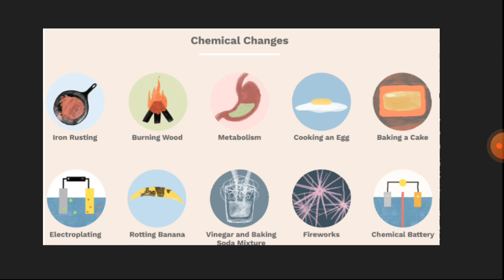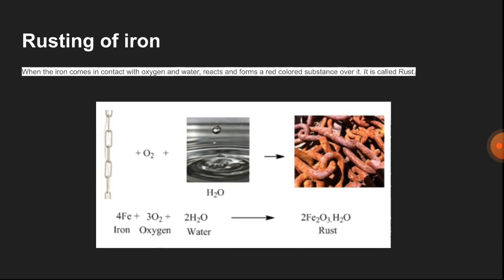When you are keeping the banana outside, what is happening, it will get bad smell. That is also vinegar and baking soda mixing. This is also chemical change. Firecrackers also chemical change. Chemical battery means using the chemicals we are creating the electricity. Hydrogen, oxygen, if you are taking water, only if you are taking through the water we can able to create the electricity. These all are changes, we can call it as a chemical change.